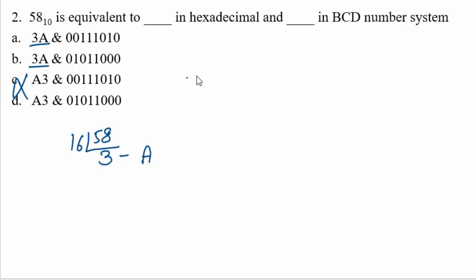So in the case of BCD, the valid BCD numbers are 0 to 9. 5, how I am going to write is 0101, 8 is 1000. So the corresponding option that's going to follow is option B is correct. The conversions are very important, you have to go through it.